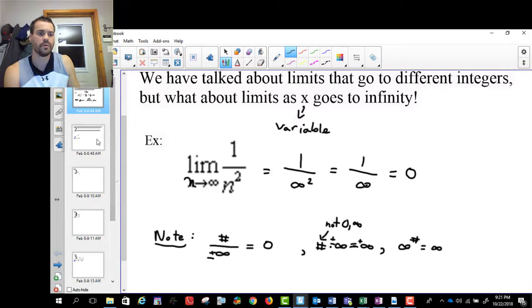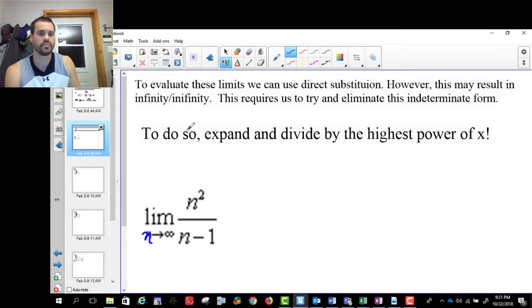So what do we do if something doesn't work right away? If something works right away, perfect. But if we get infinity over infinity, then something has to be done, because if you have infinity squared and you have infinity minus 1, then that's going to give me infinity divided by infinity.